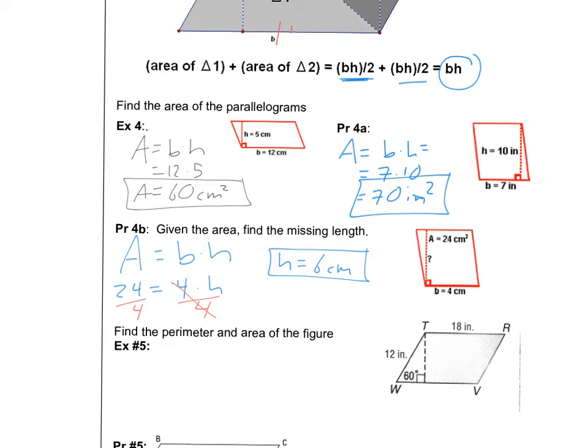The next one's a little bit trickier. We know the area is 24. We know that the base is 4, but we don't know the height. So we have to solve for the height. So we divide both sides by 4. 24 divided by 4 is 6.